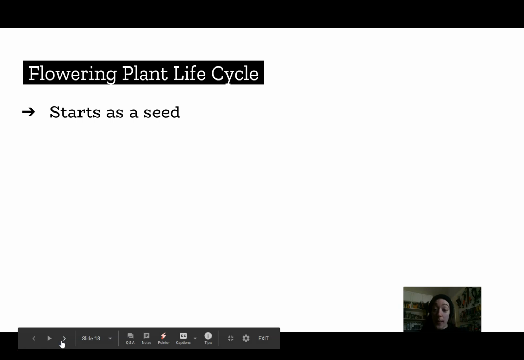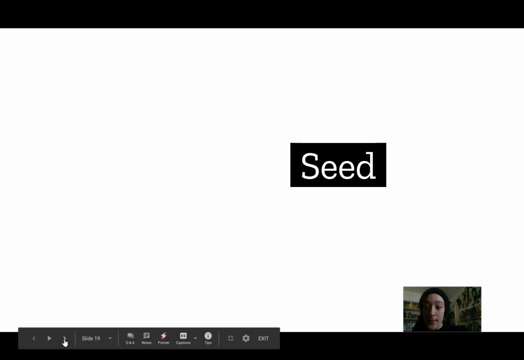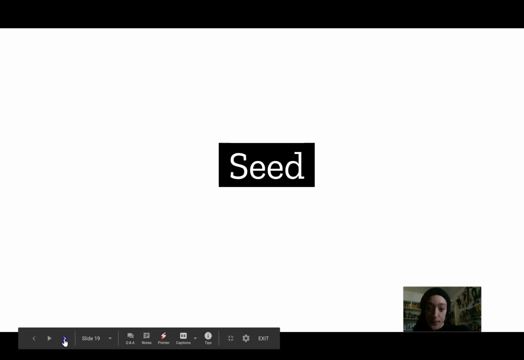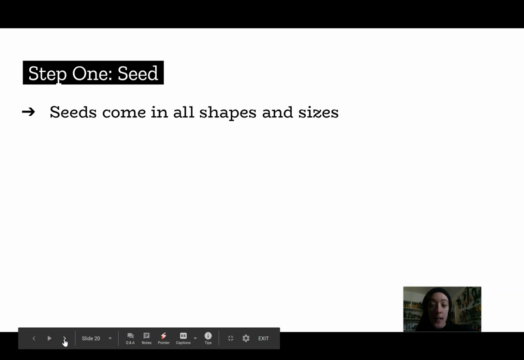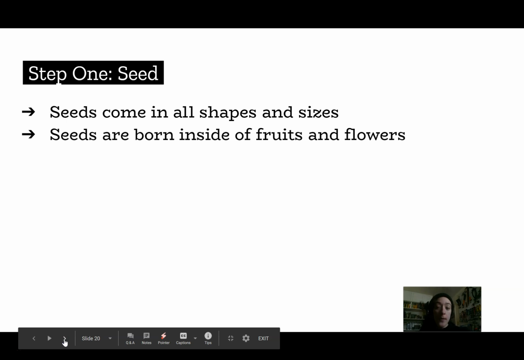Okay, so step 1 is a seed. Flowering plants start as a seed. So seeds come in many different shapes and sizes and colors and designs, but all seeds are born inside of fruits and flowers.